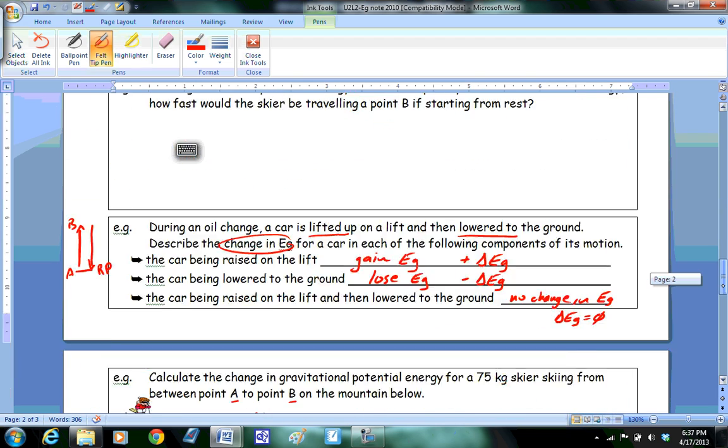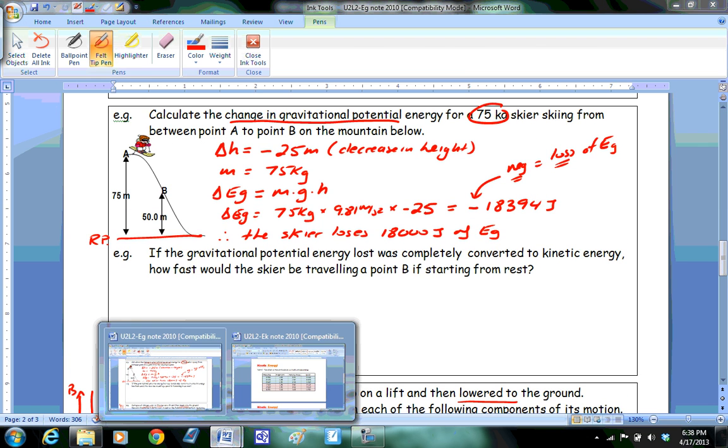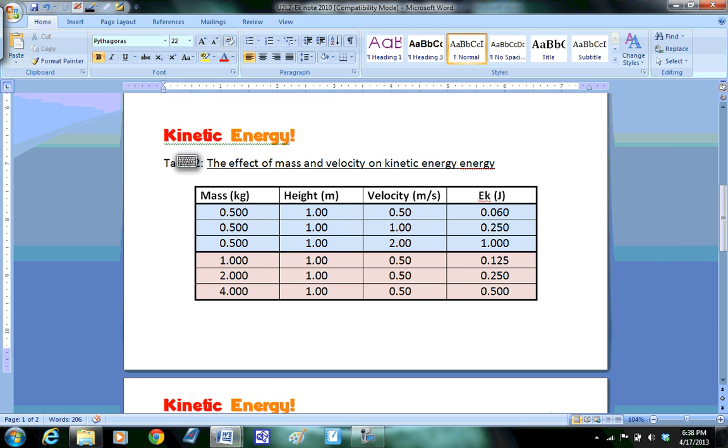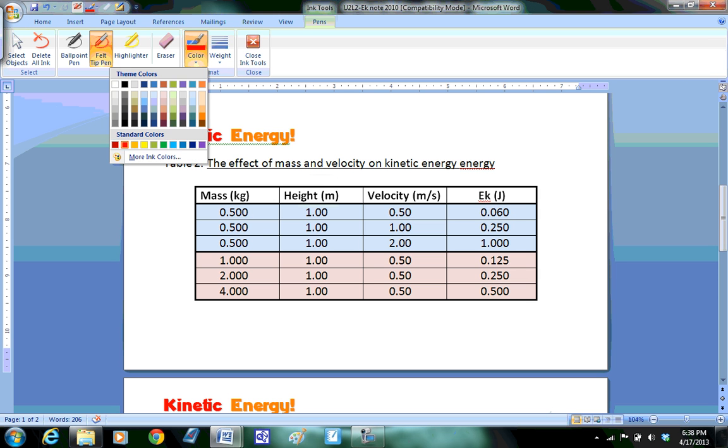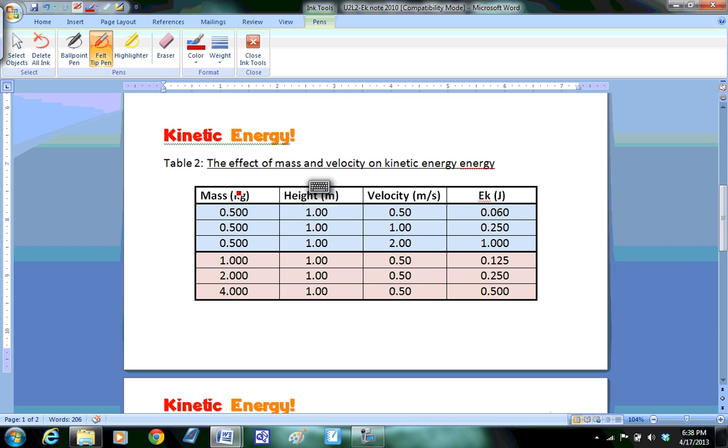So now let's take a look at kinetic energy. Kinetic energy is quite similar in that we're going to be starting with the relationship between the variables in the equation. In this case, we're looking at the effect of mass. Let me just use a different color here.